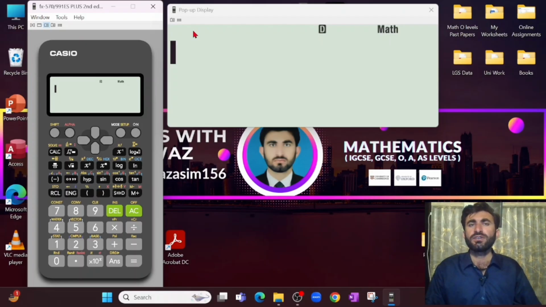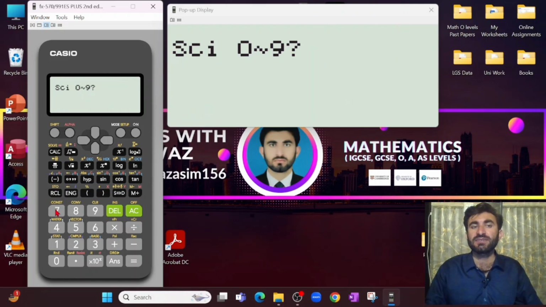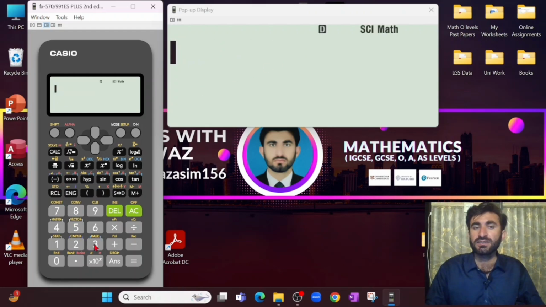In order to convert any number into scientific notation, or what we call standard form, just follow the procedure. Press shift, then press the setup button. At number 7, we can see that it reads SCI, which is scientific notation. So press 7. Then it asks for any number between 0 and 9, and basically we are being asked for the number of significant figures. So I will press 3 because usually we go for 3 significant figures.